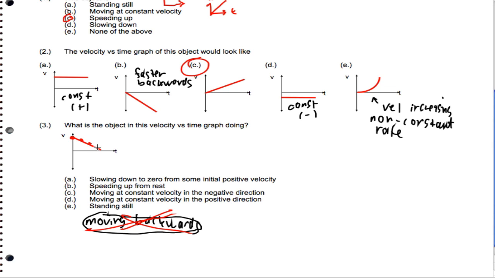What's actually happening is that we start off with a positive velocity going forward, and our positive velocity going forward gets less and less and less until it stops. So what's happening is that we are slowing down to 0 from some initial positive velocity.